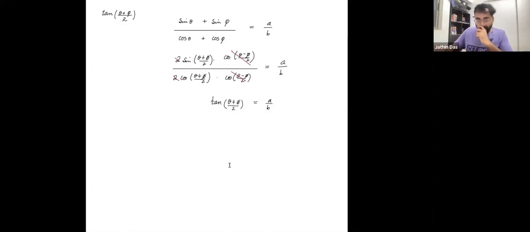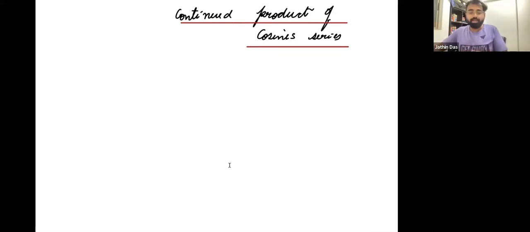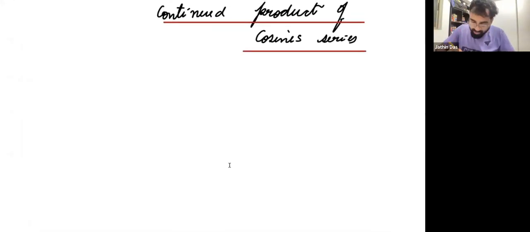Okay. Then write continued product of cosines. It's a series, you can say. This will come many times. So the expression is very easy to understand. First, you have cos theta. The formula is also very easy to understand. You should know the method as well as the direct formula, which will help you.